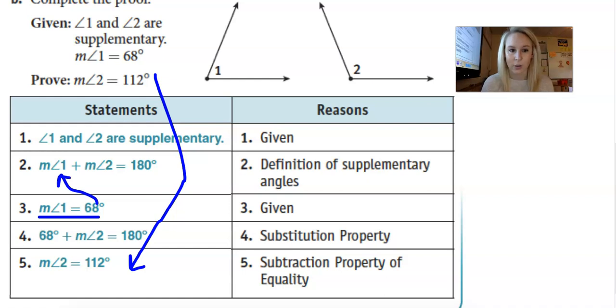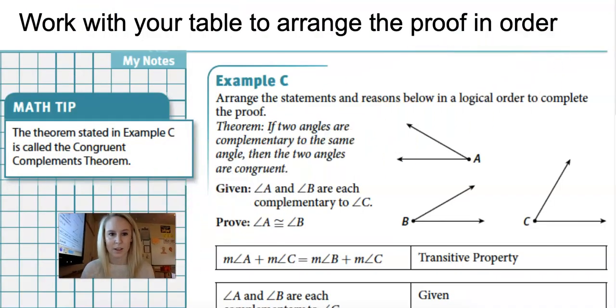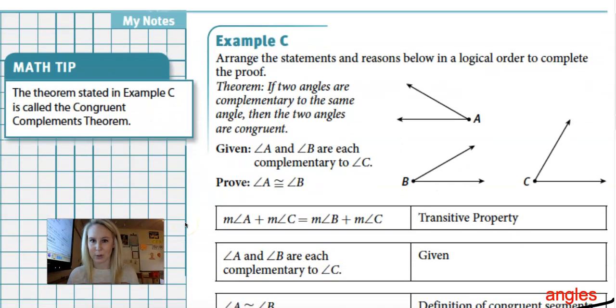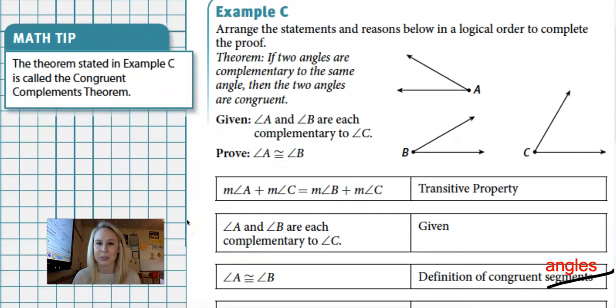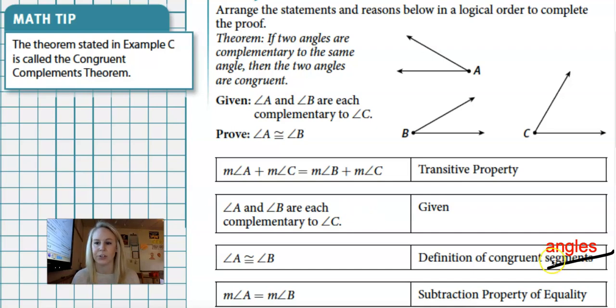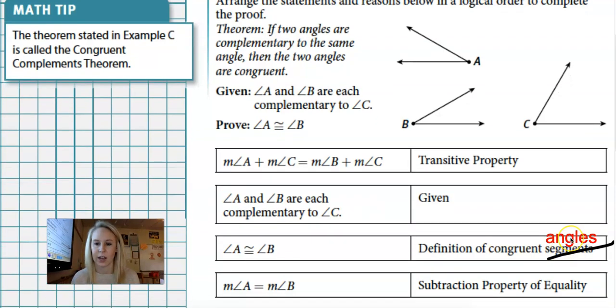Now we work our way up. We're going a little bit harder. Okay? If you're watching this, you don't have a table partner. All right. So example C. There is a typo in your notes, by the way. This should definitely say congruent angles.